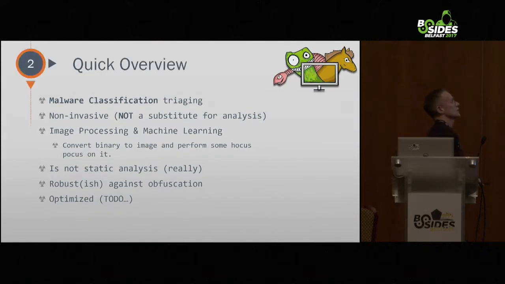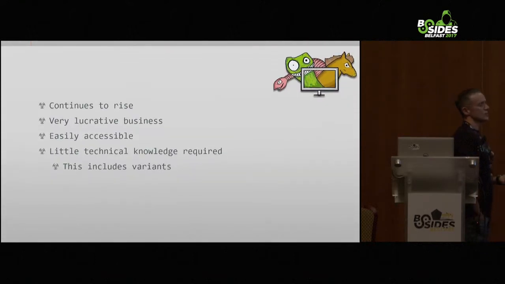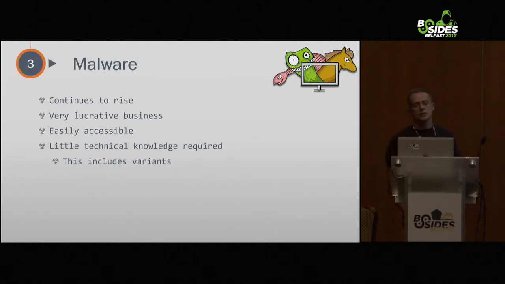So just an overview of malware, just fairly general. It continues to rise, so there's no newsflash there. Particularly in the last 10 years, it started to rise almost exponentially. If you look at the stats, I'll show you in a second. It's a very lucrative business, so obviously the financial motive is there to create malware, and we've seen a big upsurge.